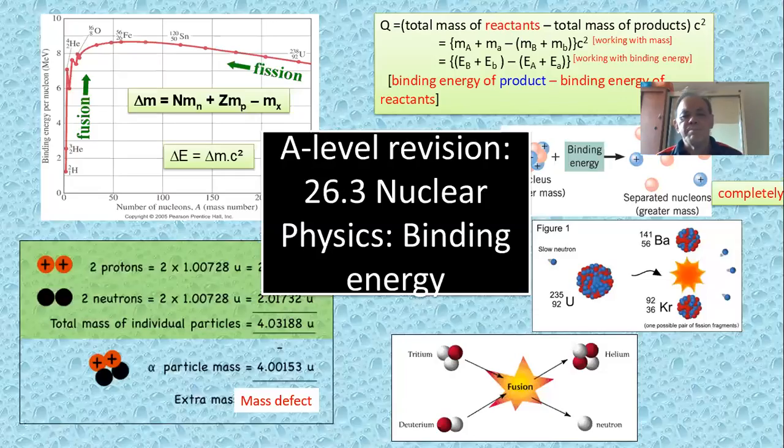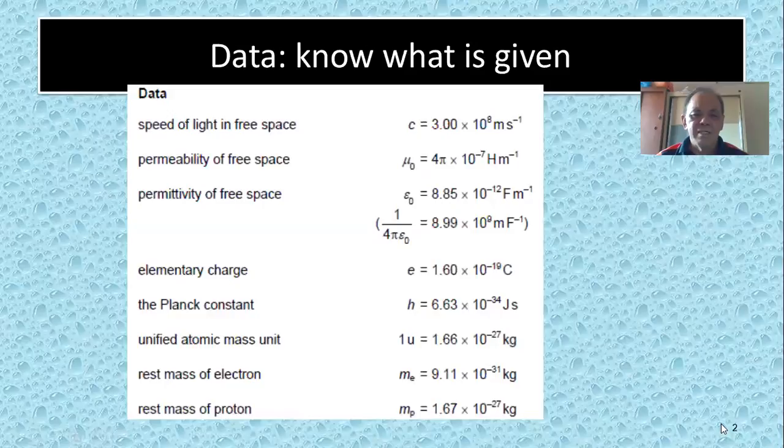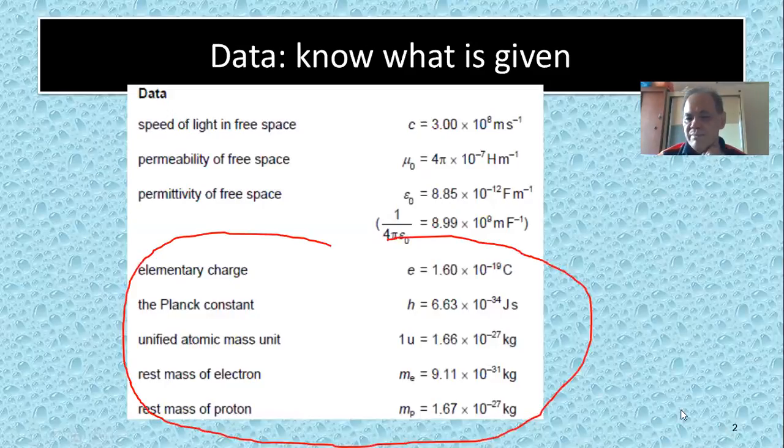Okay, today's topic is A-level revision 26.3, nuclear physics, binding energy, for Cambridge. The picture summarizes what is to be covered. First, look at what is given. Elementary charge, atomic mass unit, mass of proton and mass of electron are given in your data sheet.